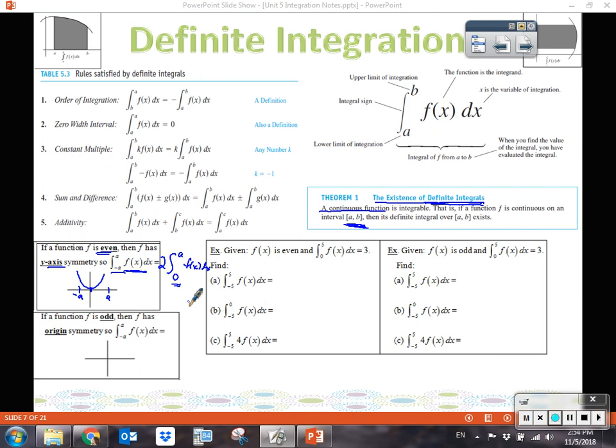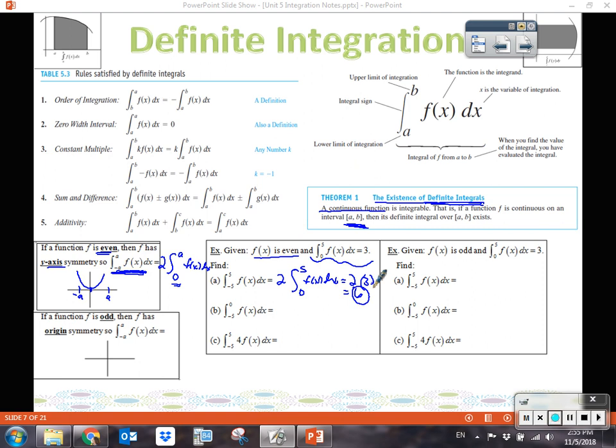Let's look at some problems for when f of x is even. We're given this piece of information: f of x is even, and the integral from 0 to 5 of f of x is 3. Let's see what they want us to do. They want us to find the integral from negative 5 to 5 of f of x dx. Well, we can use the rule we just learned, and say that's the same thing as 2 times the integral from 0 to 5 of f of x dx, which is going to be 2 times 3 or 6.